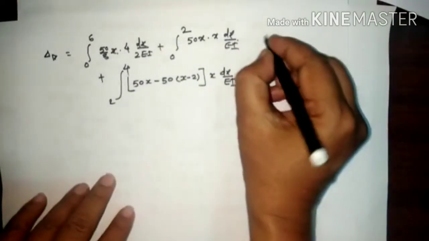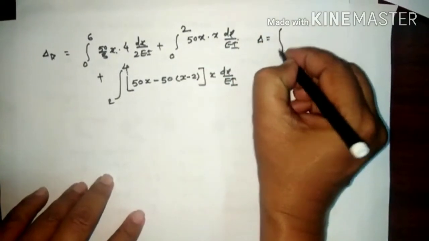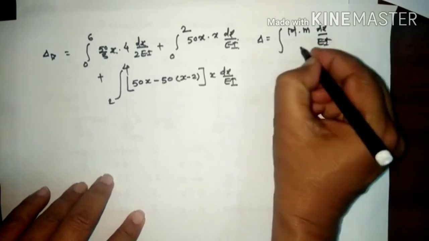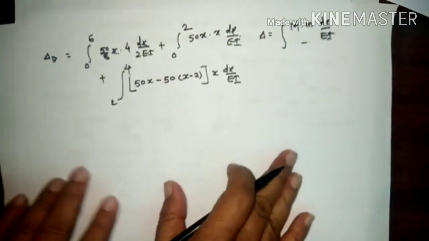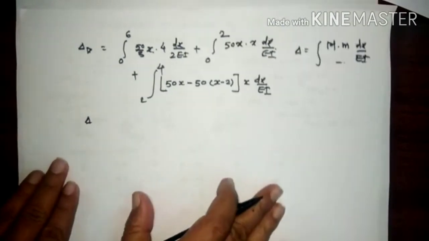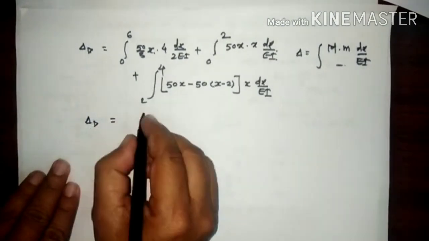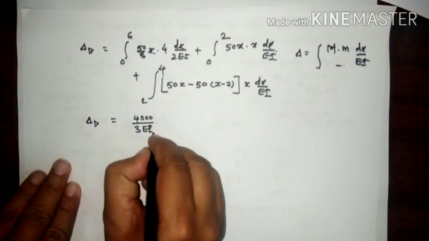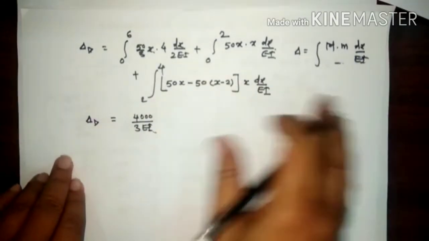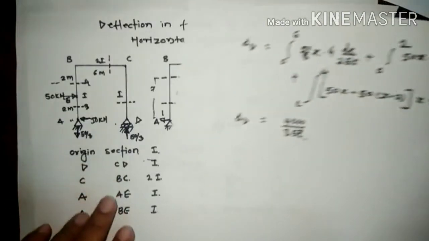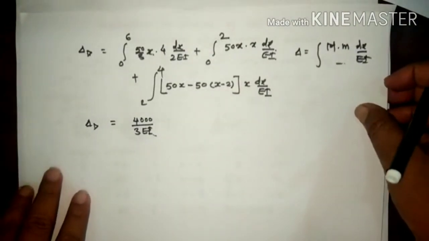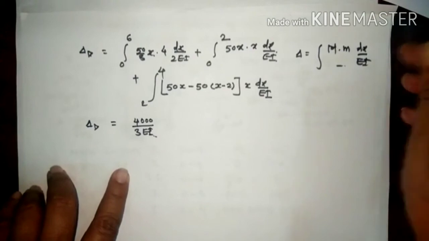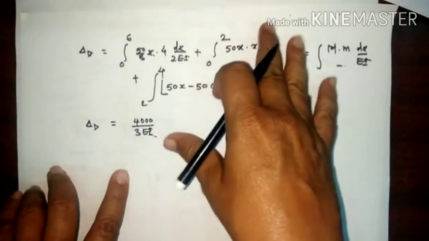But this formula is what? Anywhere delta by unit force method is integration of capital M into small m into dx by EI. By using this formula we have to put all these values. So if you calculate this delta D, this becomes 4000 divided by 3. Okay, so have you understood? This is a way to find the displacement in the frame at the joint. This method is applicable for determinate structures.